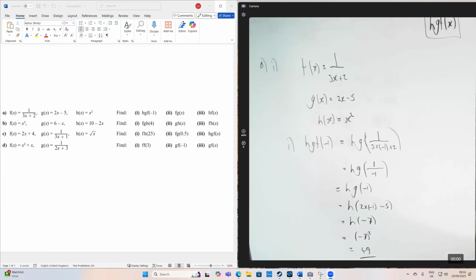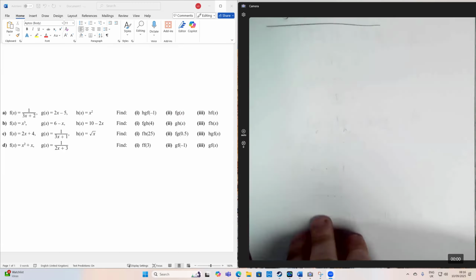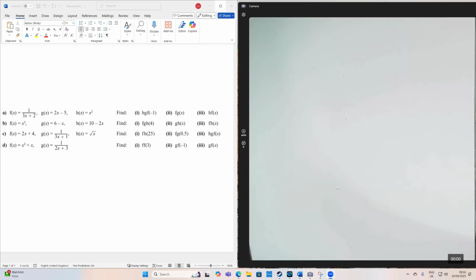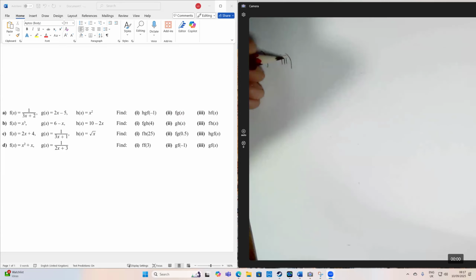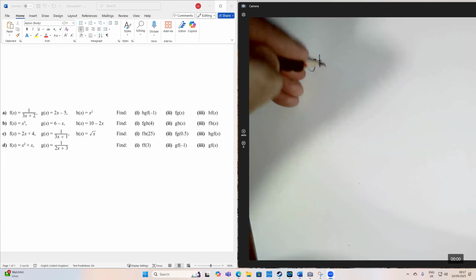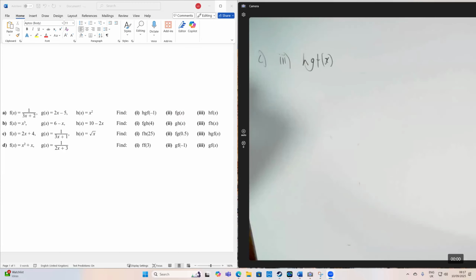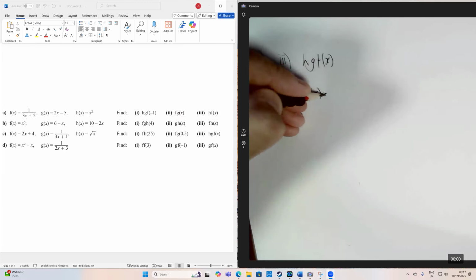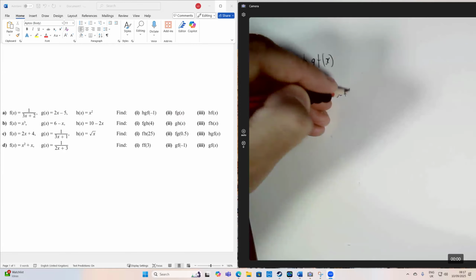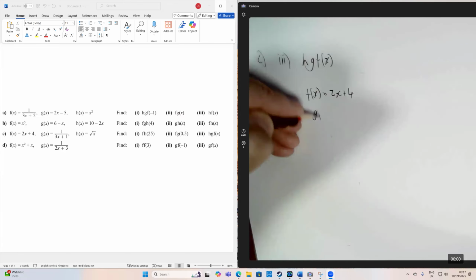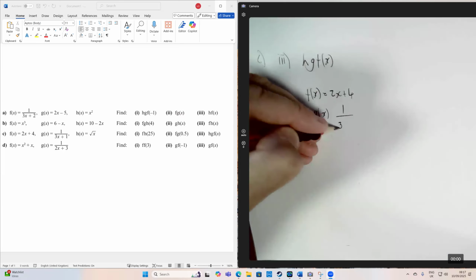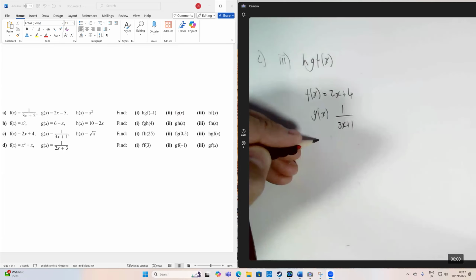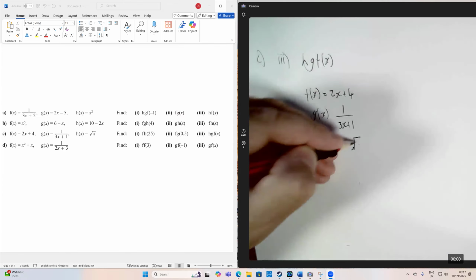Let's do one that's algebraic, and then we'll move on to inverse functions, perhaps in our next video. So let's now look at part C, part 3. We're going to work out h of g of f of x. From part C, we can see that our f of x is 2x add 4, our g of x is 1 over 3x add 1, and our h of x is equal to the square root of x.